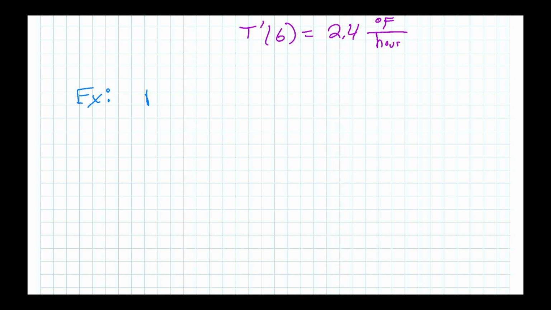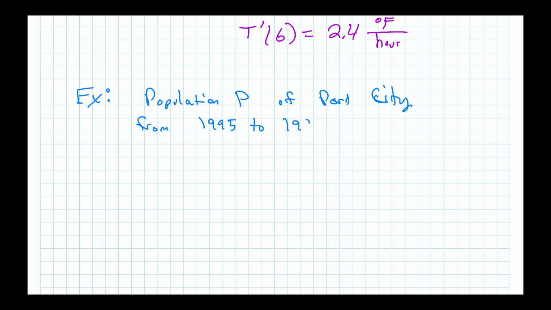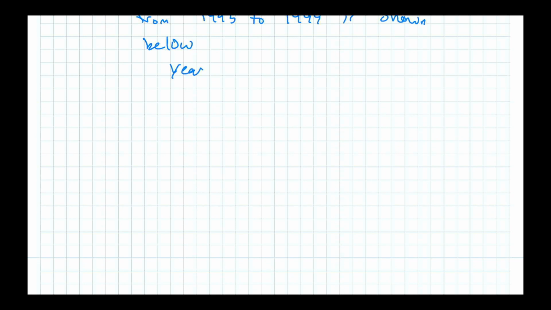Example. Population P of Port City, which, you know, who cares about the name? Port City, from 1995 to 1999 is shown below. Let's write it. So it was year, population.